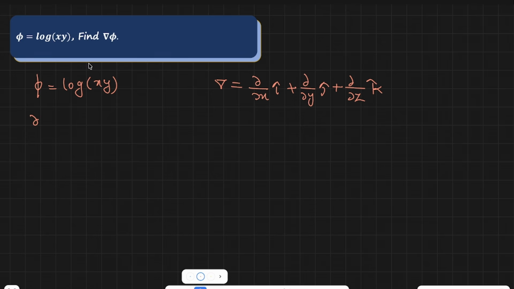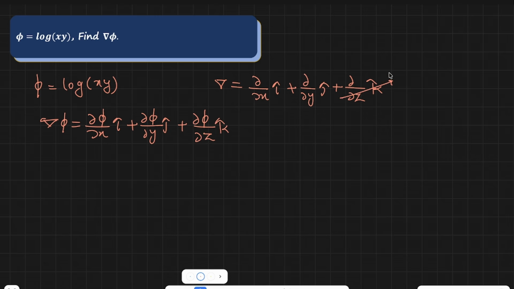Now once I apply this formula, del phi is nothing but dou phi by dou x i cap, dou phi by dou y j cap plus dou phi by dou z k cap. The thing is that this will be 0 here because there is no z term.